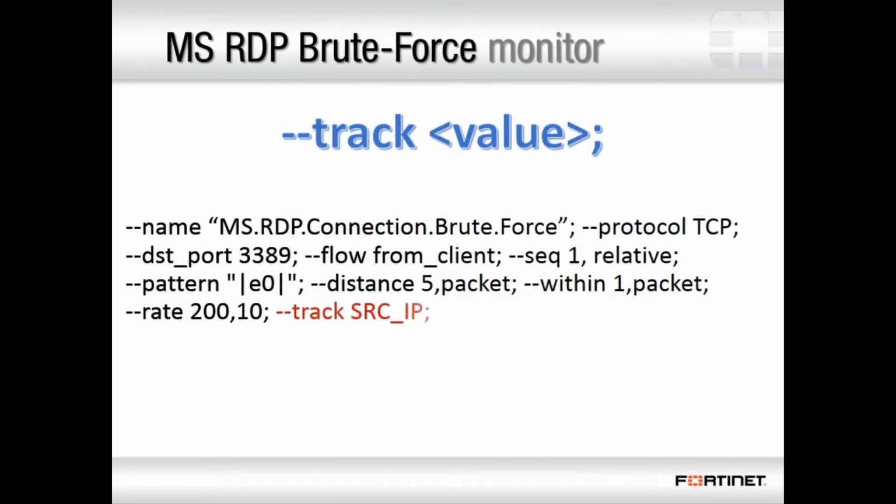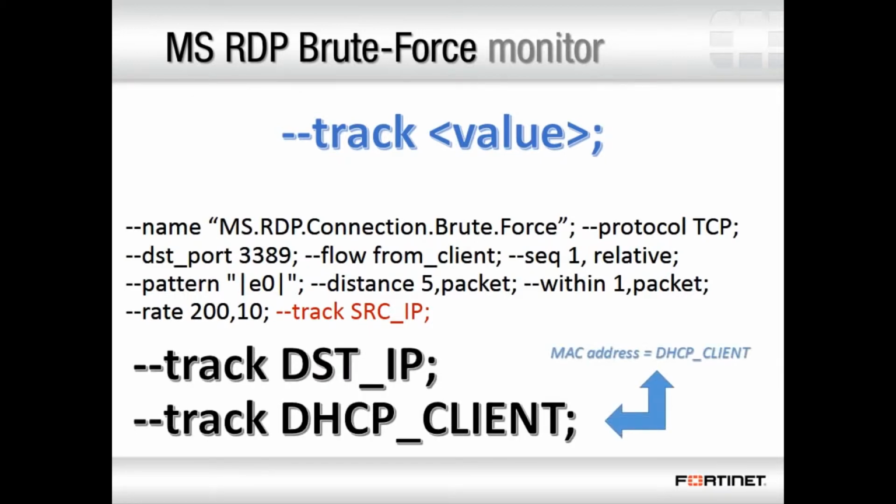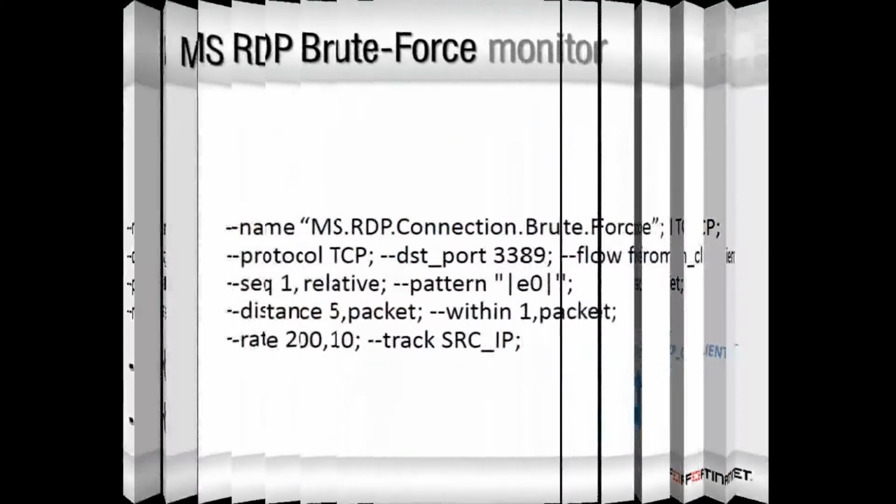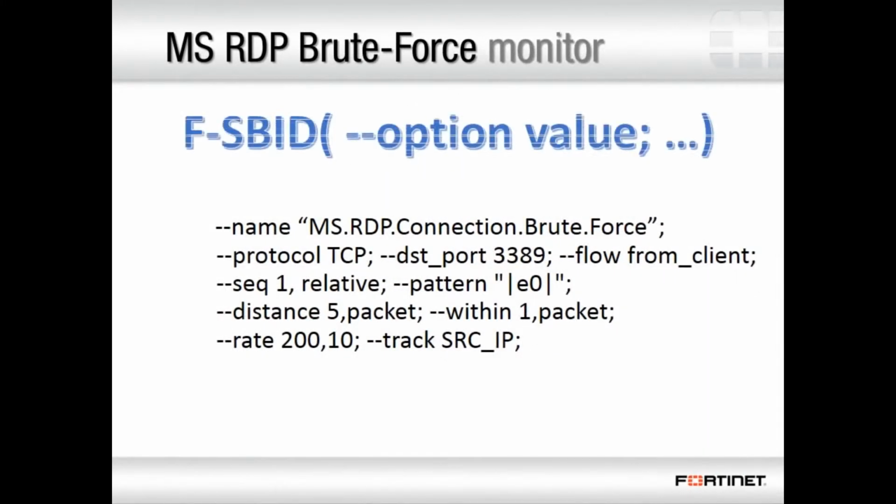A track source IP criteria specifies that matching be limited to packets all originating from the same IP address. Other track option values include destination IP, as well as MAC address. IPS signatures are prefixed with a type header, written F-SBID. So we are finished with authoring an IPS signature, and now it's time to add it into the FortiGate.